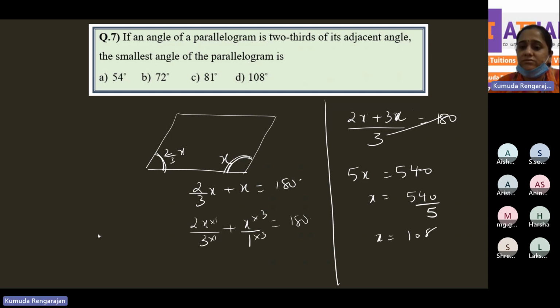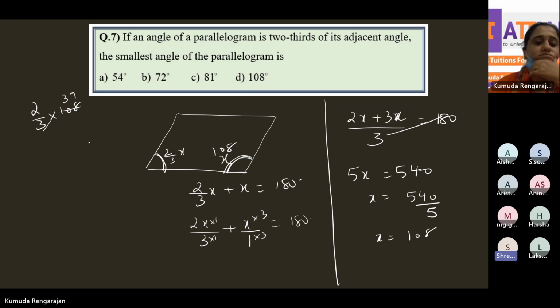x is 108. So that means this is 108 degrees. So what is 2/3 of 108? 72 degrees, correct? 72. 2/3 of 108. 72, ma'am. 3 3s are 9. 1 remains. 3 6s are 18. Yeah. 72. So this is 108 and this is 72.